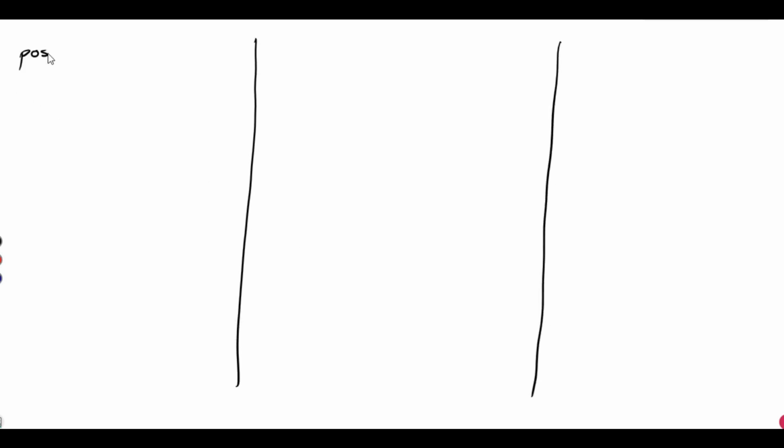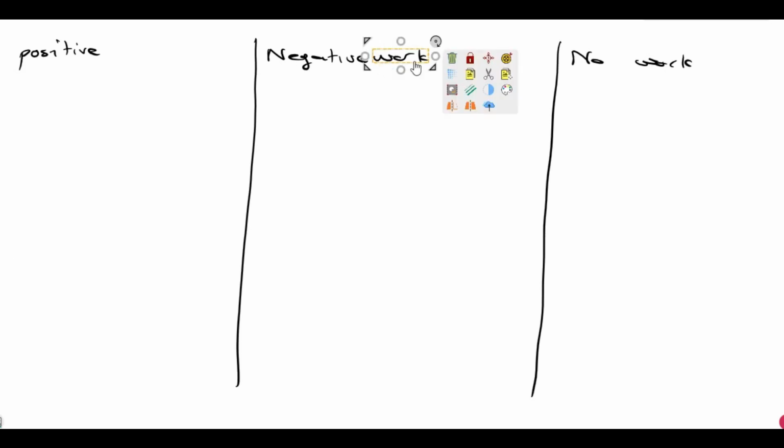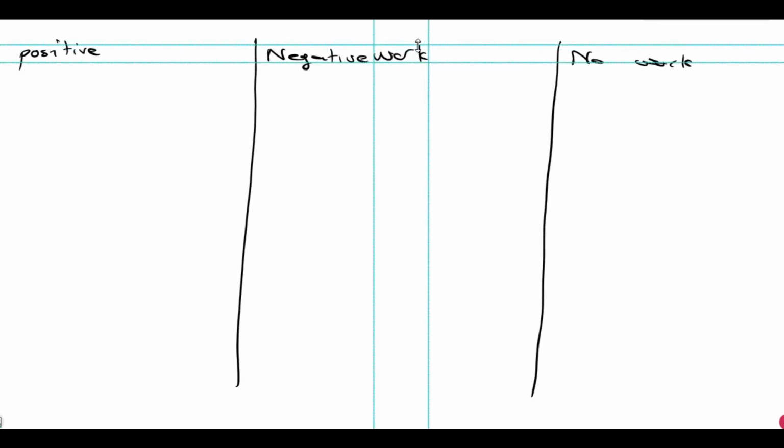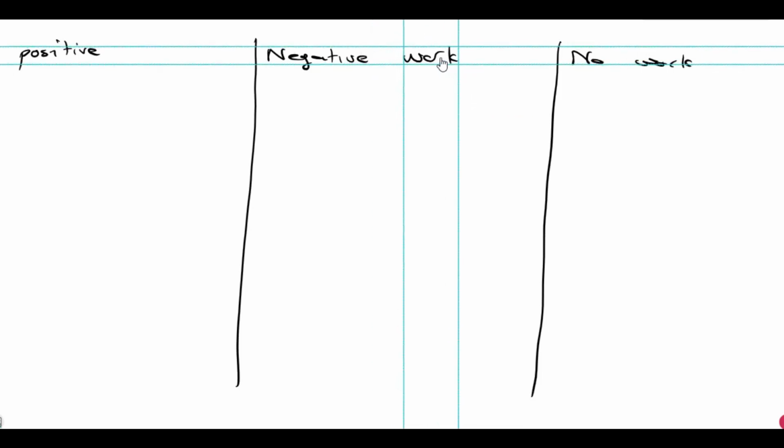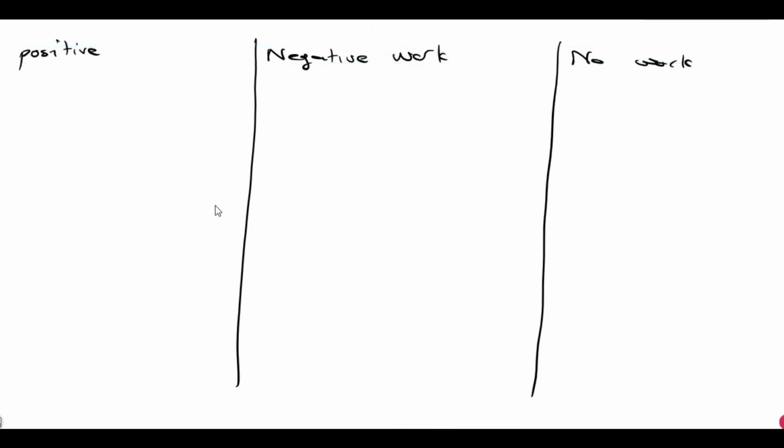We have positive work, we have negative work, and lastly we have no work done. So it's positive work being done to the system, negative work being done on the system, and lastly we have no work being done on the system. So now amongst those forces that act on the object, we will classify which ones do positive work, which ones do negative work, and which ones do no work.